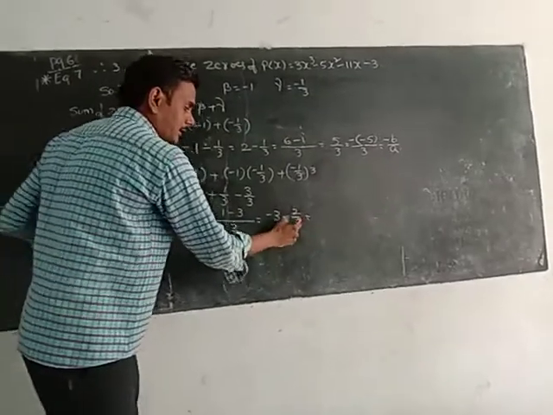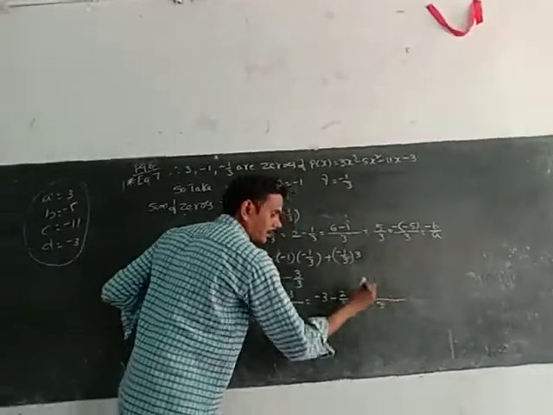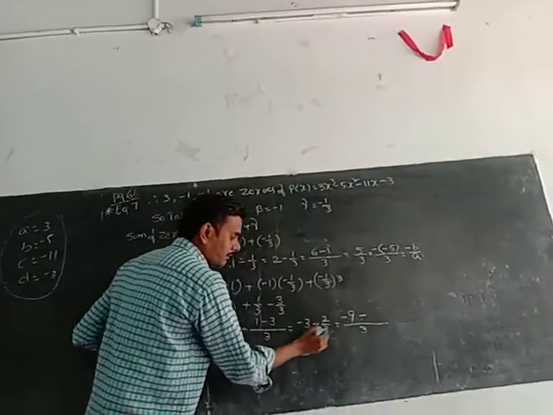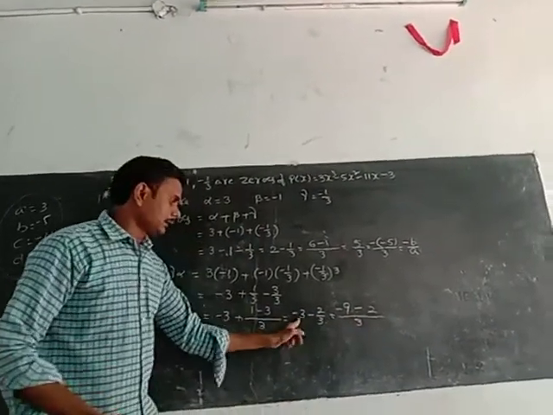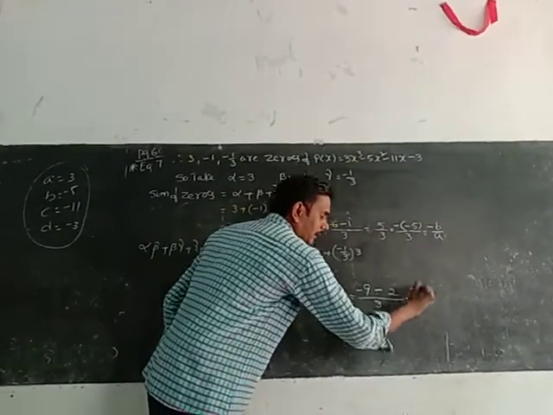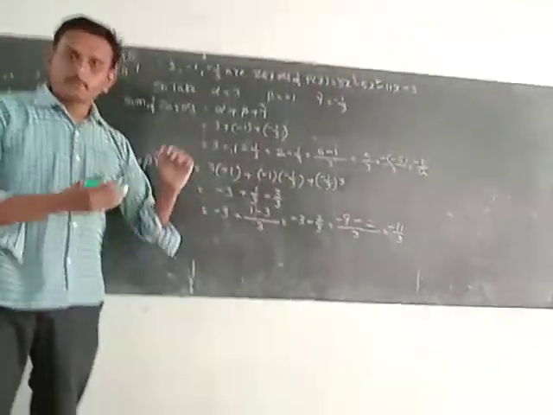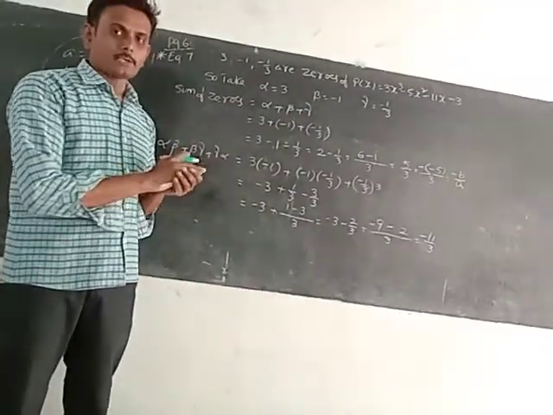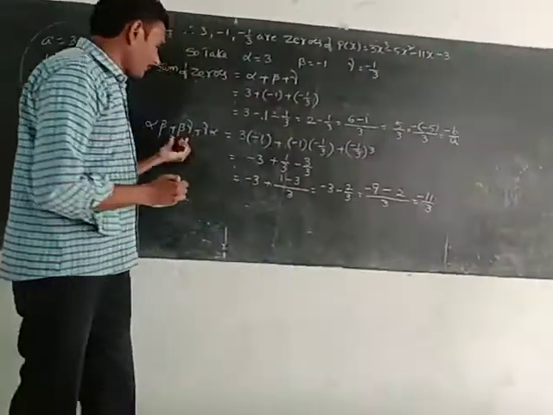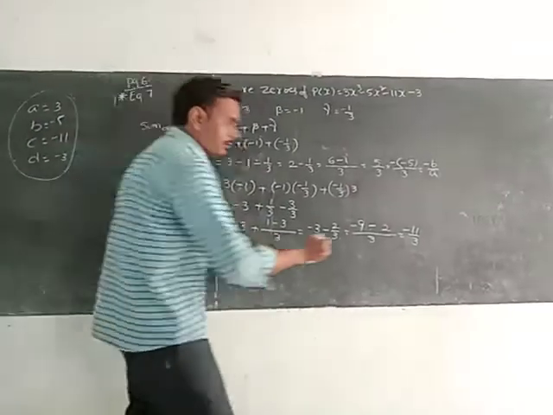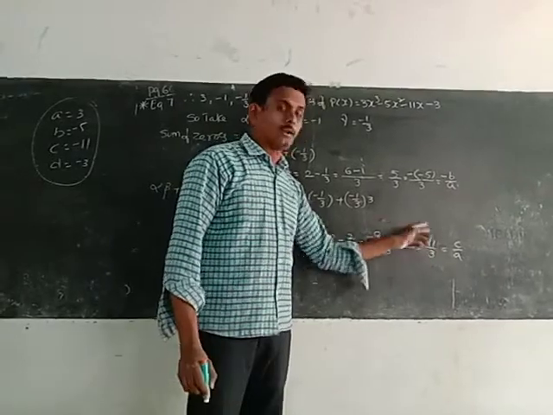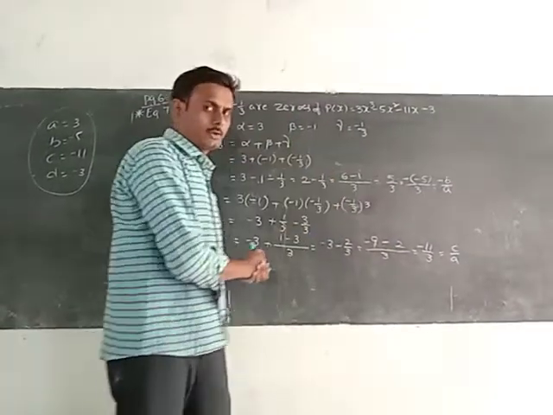Now cross multiply. 3 threes are 9, denominator 3. 3 threes are minus 9, minus 2. By adding these we get minus 11 by 3. Already at the starting we found the x coefficient is minus 11. That means the sum of the product of zeros equal to c by a. Don't keep minus here, only the c value.